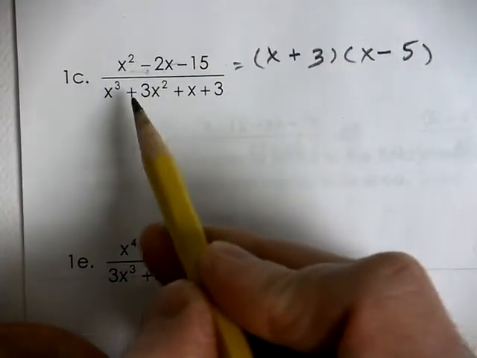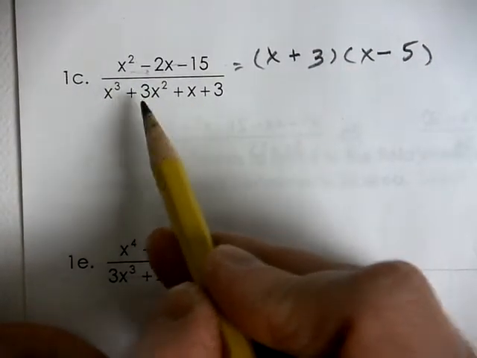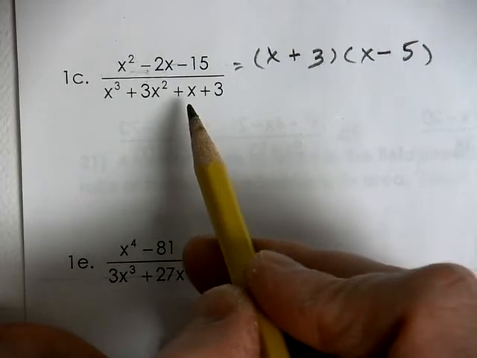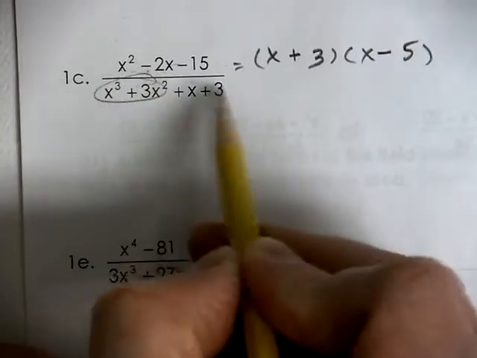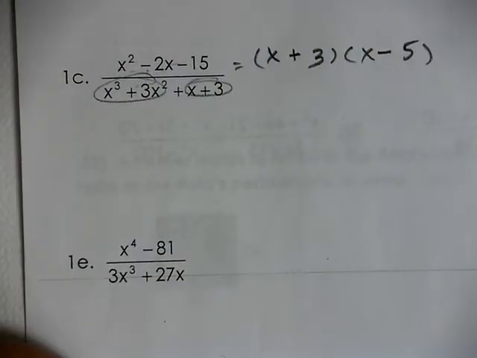With the denominator, this is a cubic. This has 4 parts to it. So the most common way we would factor this is to try a factor by grouping.